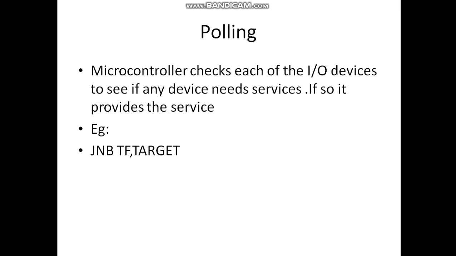Now suppose device 1 needs service. Immediately, the microcontroller cannot assign priority or provide service to the first device. So it has to continue monitoring the second, third, fourth, up to the 10th device, and only then does device 1 get the service. So we cannot assign any priority. We can say that all the devices will have equal priority in case of polling.